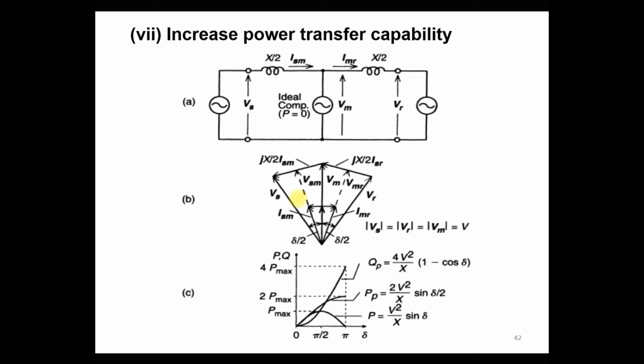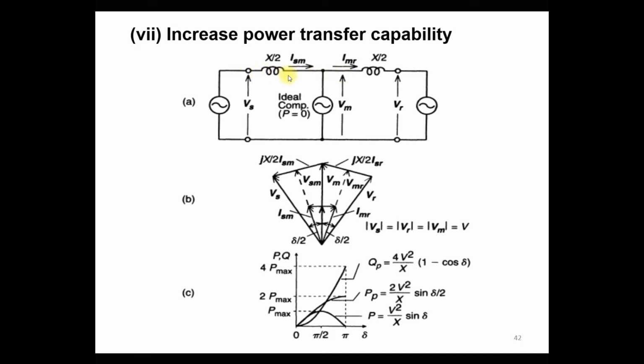Now the next point is increasing the power transfer capability of the transmission line. Here you can see the single line diagram of a two machine system, with one generator here and a second generator here. To transmit the maximum power over the transmission line, we require a flat voltage profile throughout the line. But in actual practice, as you move away from the generator bus, the voltage at a particular bus decreases because of the voltage drop in the transmission line.